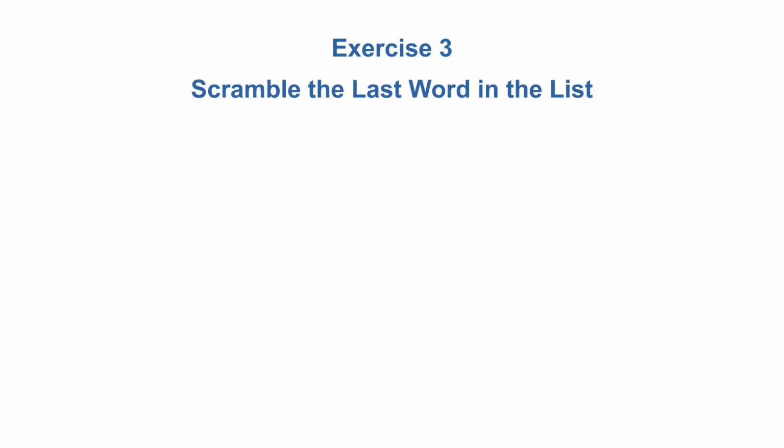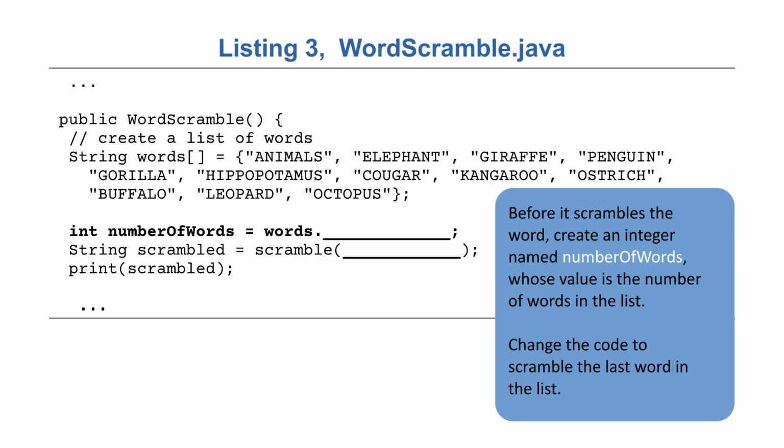Exercise 3. Scramble the last word in the list. Before it scrambles the word, create an integer named number of words, whose value is the number of words in the list. Hint, use array's length. Then, change the code to scramble the last word in the list. Hint, use number of words. Hint, is the index of the last word the same as number of words? Run it. What happened? If you coded it correctly, it should have scrambled the last word in the list.